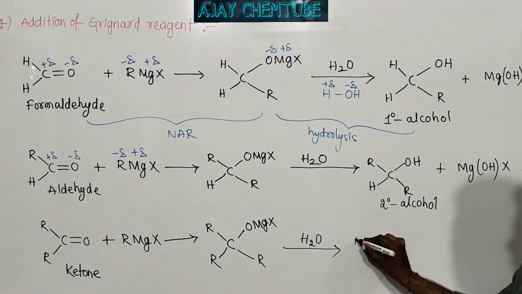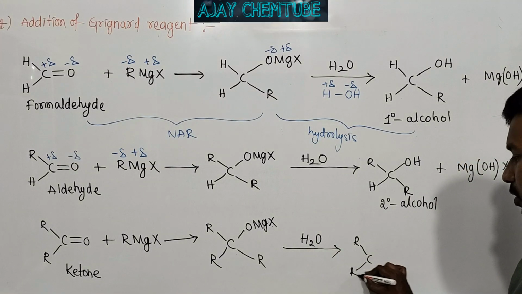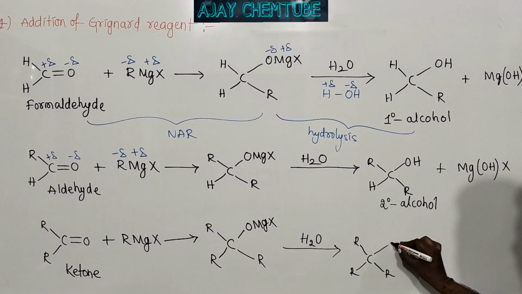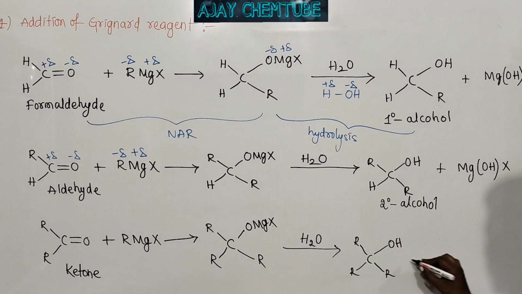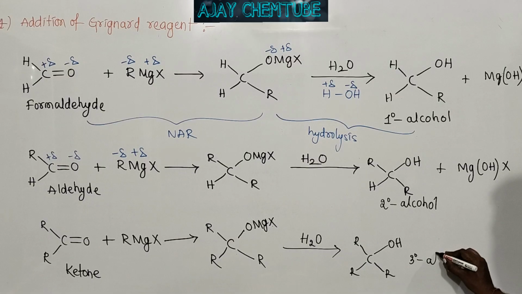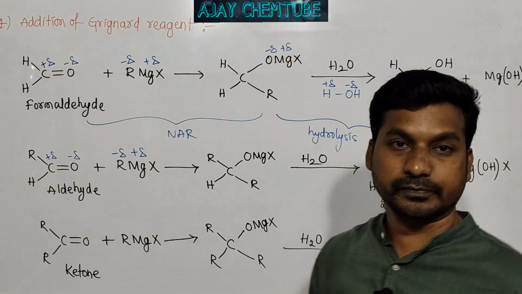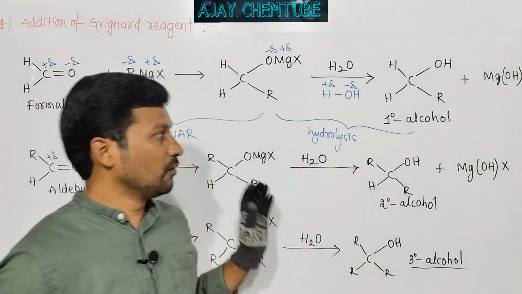Followed by hydrolysis. R here, this is R, and this is also R, and this becomes OH. So the hydroxy group contains a carbon directly attached to 3 carbons. So this is what? Tertiary alcohol. Now let's conclude this one. How?